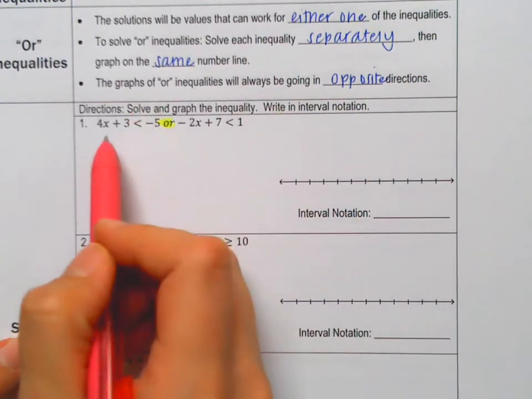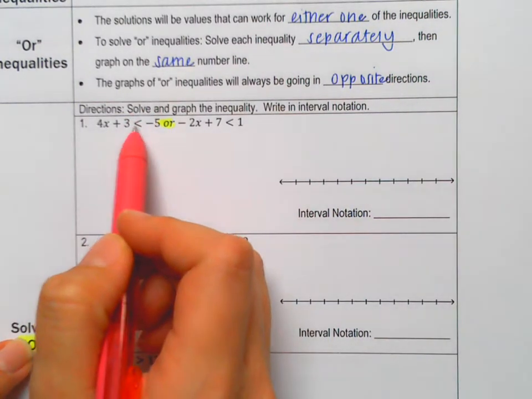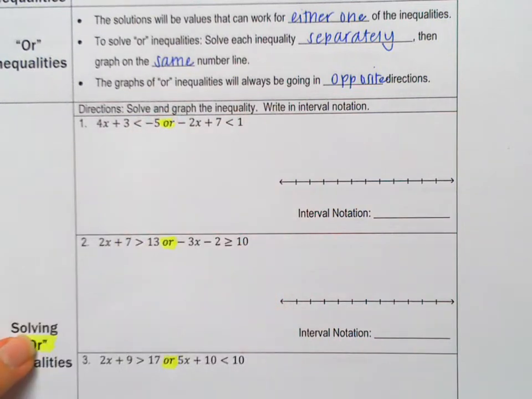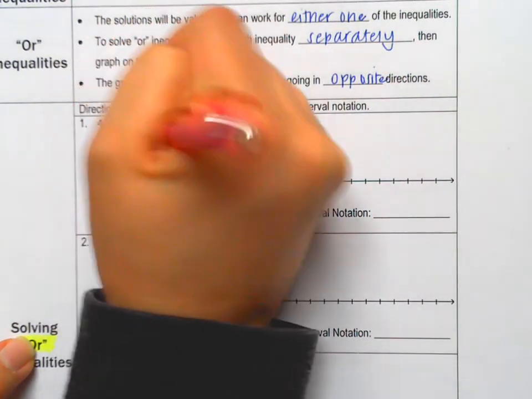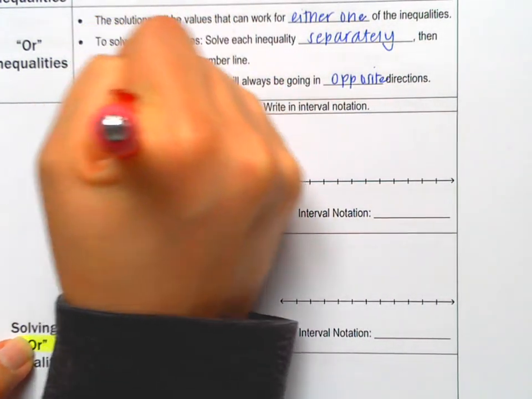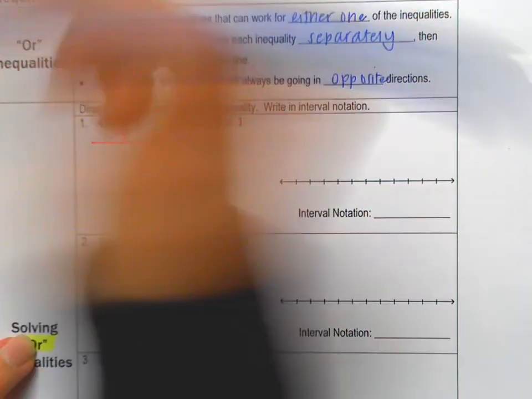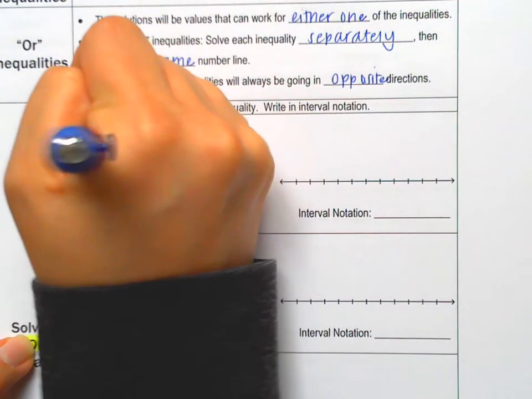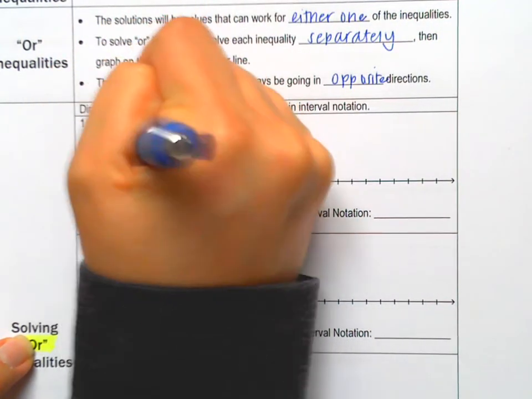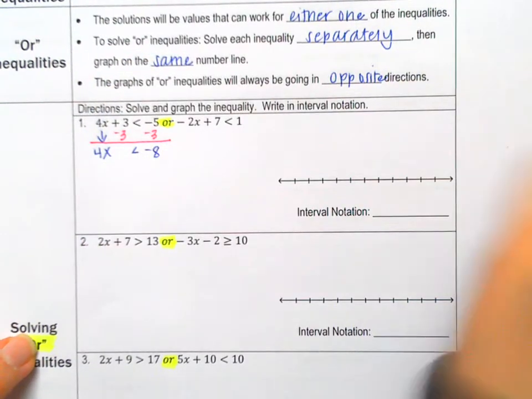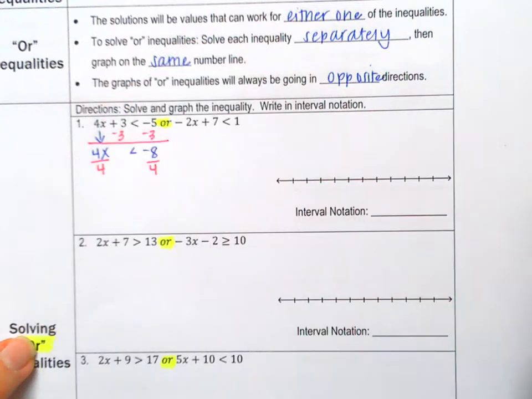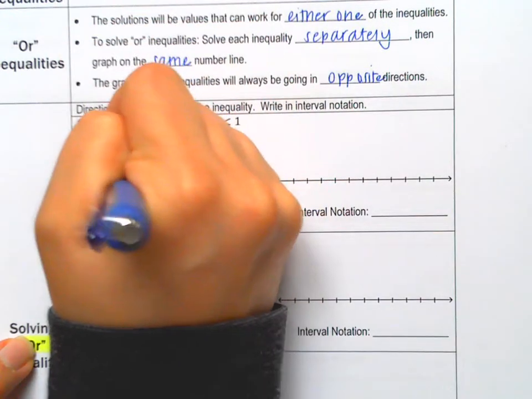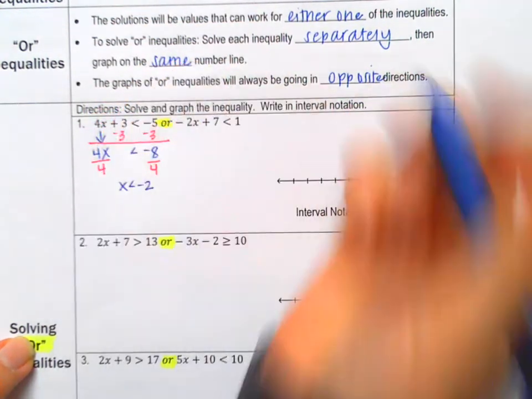So we start by solving these each separately. I look at just my first one, 4x plus 3 is less than -5. I solve that like I've been solving all my other inequalities. I subtract 3 from both sides, and I get 4x is less than -8. Then divide both sides by 4 to get x by itself, and I get x is less than -2.